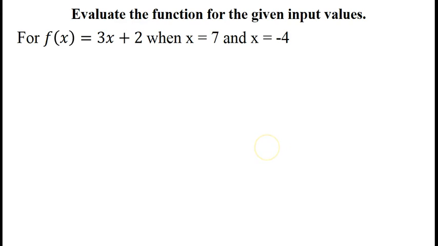That's all. We have 2 problems left, and now we're going to evaluate functions for the given input values. For f of x is equal to 3x plus 2 when x is equal to 7 and x is equal to negative 4. All we need to do is figure out what 3x plus 2 will equal when I replace x with 7. And there's just a little tricky part on how we need to write this while we're doing that, and I will show you.